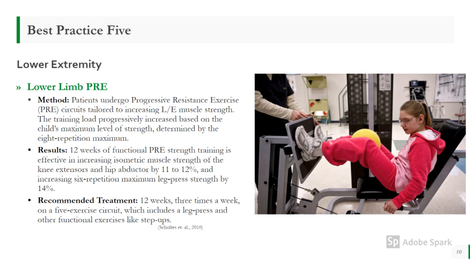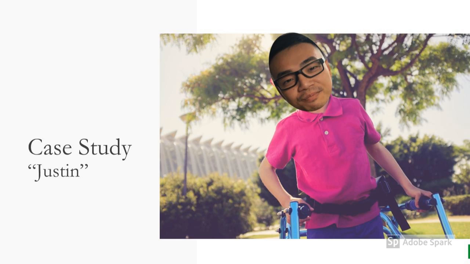Their 6 repetition maximum leg press strength was increased by 14%. Recommended treatment: 12 weeks, 3 times a week, on a 5 exercise circuit, which includes a leg press and other functional exercises like step-ups.